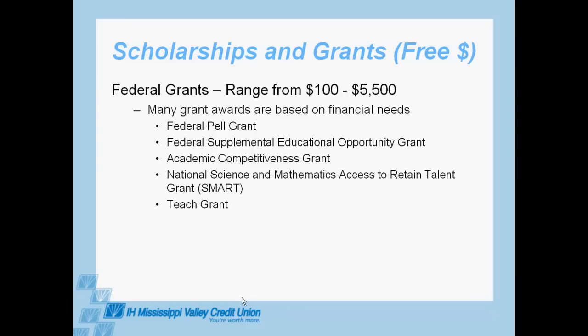On your award letter, you could have scholarships and grants listed. This is free money. Currently available from the federal government are grants ranging anywhere from $100 to $5,500. Again, this is free money, but when accepting grants, it's important to understand that there could be a requirement tied to the grant. For instance, the TEACH grant.